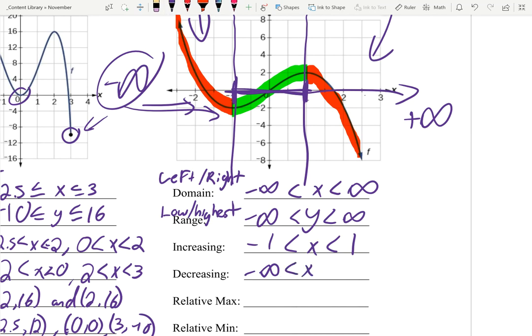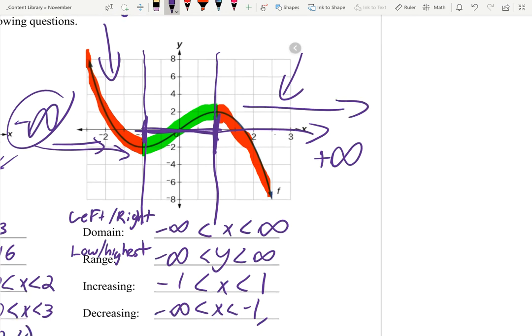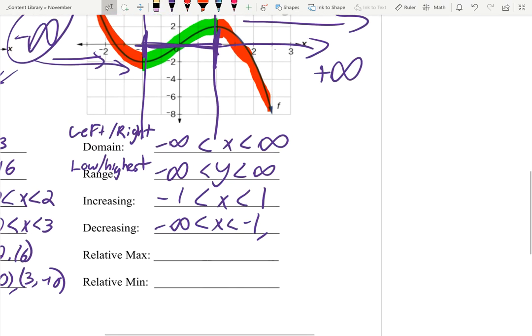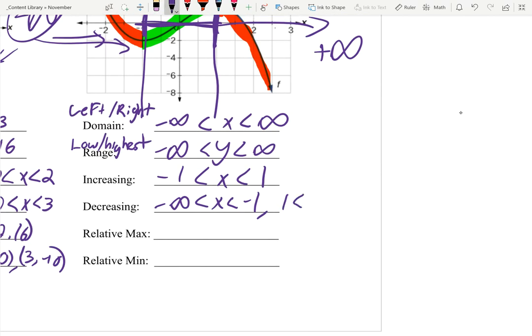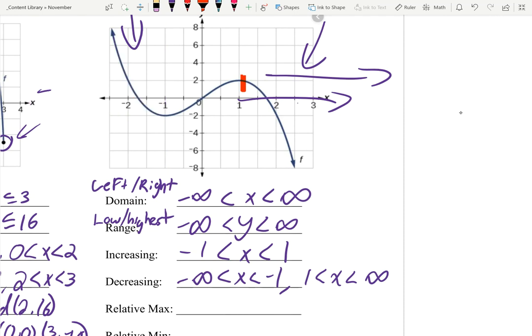Oh, hold on. Keep forgetting my signs. Right? And then the other one is saying from +1 on forever, right, to positive infinity, it will always be decreasing. So from 1, and then everywhere past 1, it's decreasing. So from 1 to positive infinity. All right? And then we'll look at our max and mins.